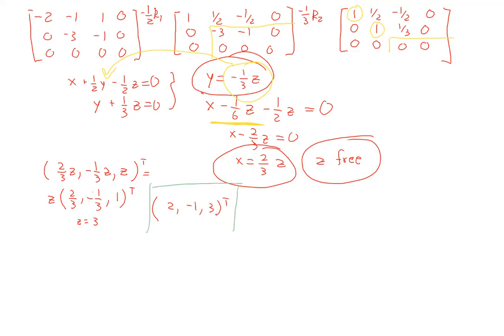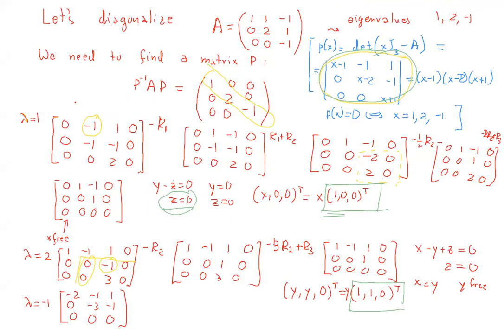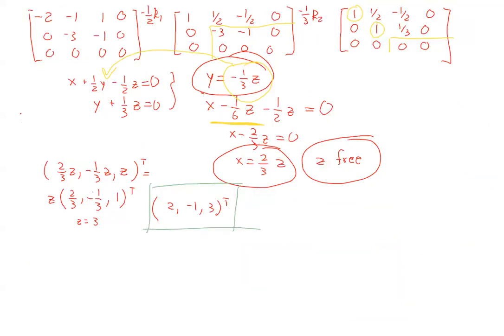So now I think I have everything together. I remember I found 1, 1, what was it? I found 1, 1, 1, or was it? Oh, no, 1, 0, 0, then 1, 1, 0. Let's take a look at that. So we found 1, 0, 0, 1, 1, 0, and finally we have this one. So if we put this together as columns for our matrix, that is going to give us the matrix P. So 1, 0, 0, 1, 1, 0, and 2, negative 1, 3.